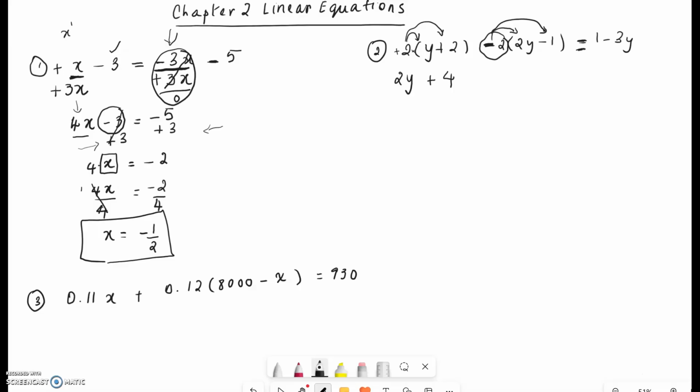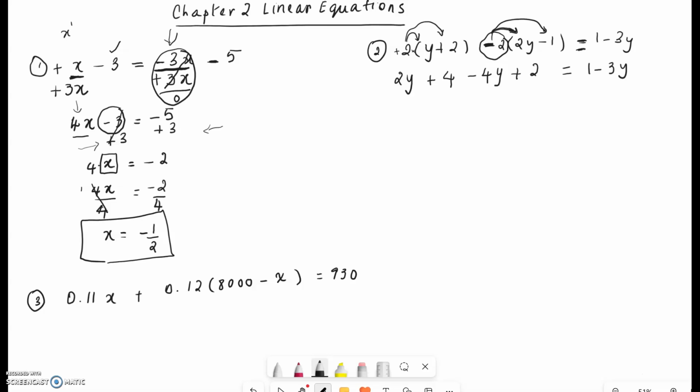-2 times 2y, that's our first term, is negative. 2 times 2 is 4y. -2 times -1 is +2. Be extremely careful with the negative signs. And that's 1 minus 3y.